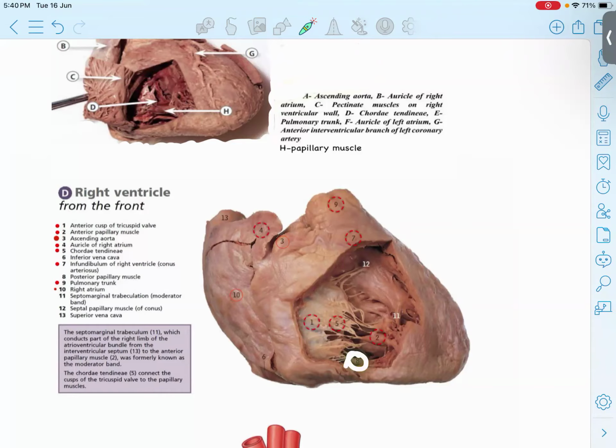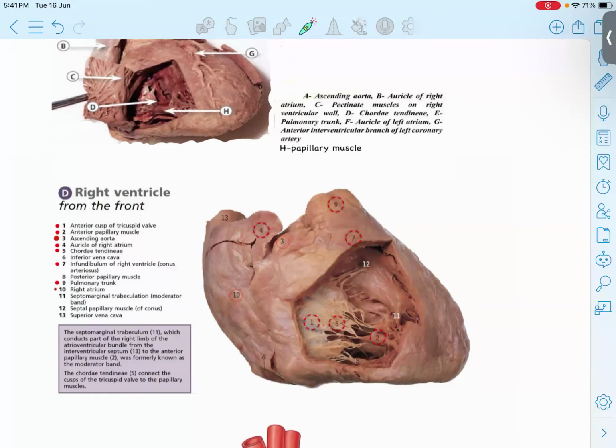What is 8? And 2? Both are papillary muscles. 2 is the anterior papillary muscle, and 8 is the posterior papillary muscle. This is the anterior papillary muscle, and this is the posterior papillary muscle. Okay, and 11 is not important. It is the septomarginal trabeculation. Just go through it once. These are the important structures from here.